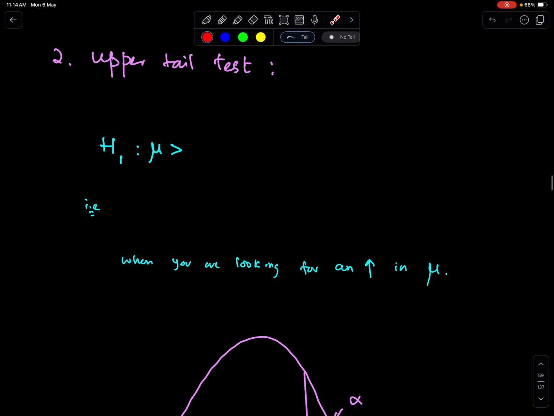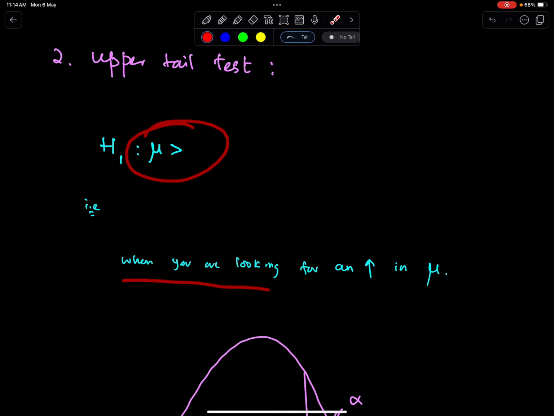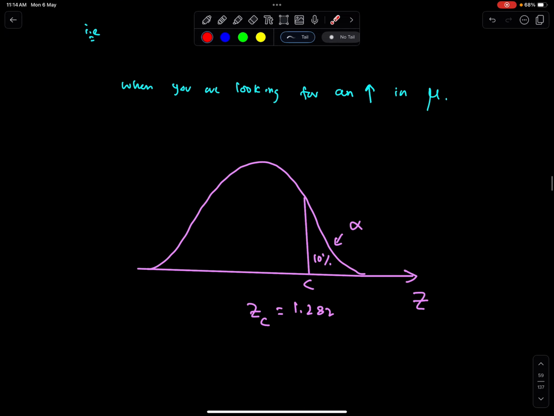The upper tail test. When H1 involves a greater sign, then we perform the upper tail test. And greater sign means when we are looking for an increase in mu. In this case, the critical region is on the right side of the zero.